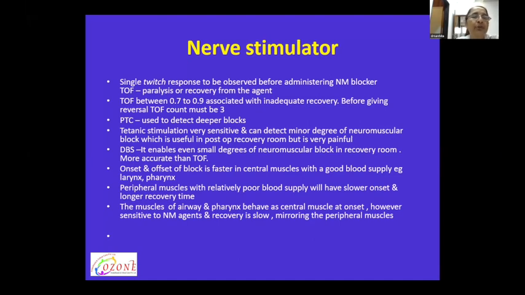Most commonly used are train of 4, PTC, and double burst stimulation. Double burst stimulation enables detection of even small degrees of neuromuscular block in the recovery room. It is considered more accurate than train of 4. It consists of 2 short bursts of tetanic stimulation, repeated at an interval of 750 milliseconds.